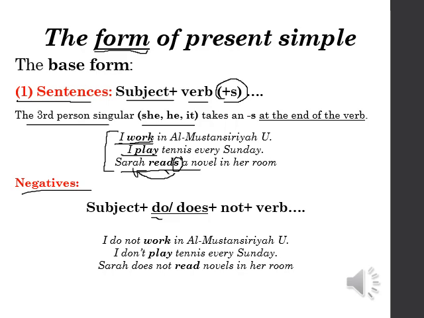In negatives, all we have to do is put the auxiliary verbs do or does and not. I don't work at المستنصرية University. I don't play tennis every Sunday. Sarah doesn't read novels in her room.